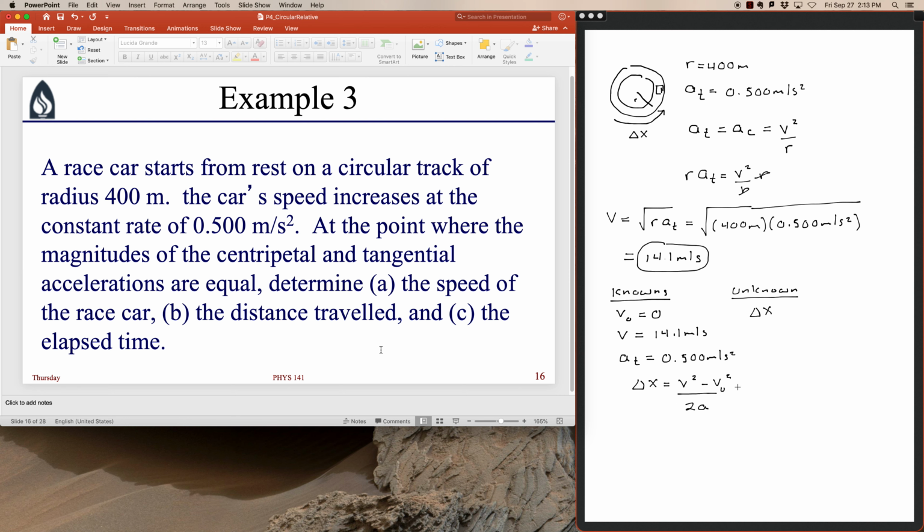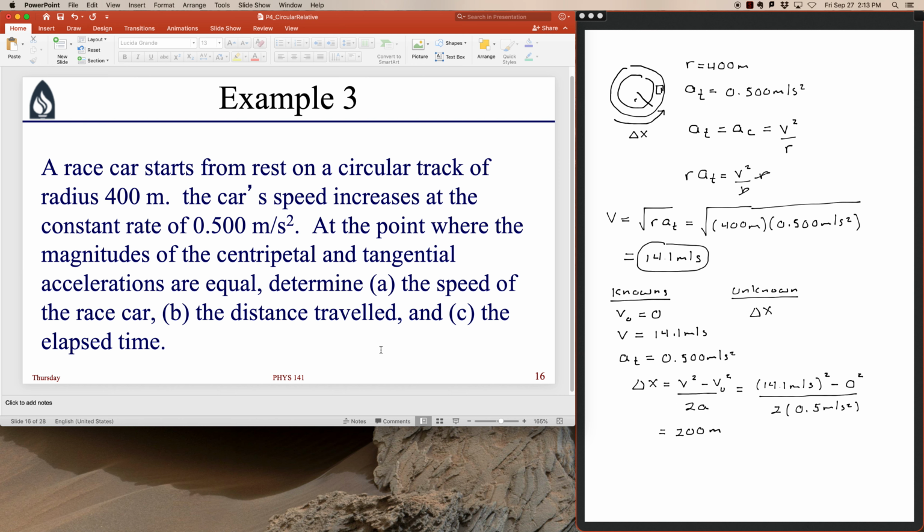In fact, it already looks like it's solved for my unknown, so I can just plug in numbers. So the final velocity was 14.1 meters per second. I square that, minus the initial velocity was 0. 0 squared is just 0. And then I divide by 2 times the acceleration that's causing the speeding up, 0.5 meters per second squared. And that's going to give me a delta x of about 200 meters.